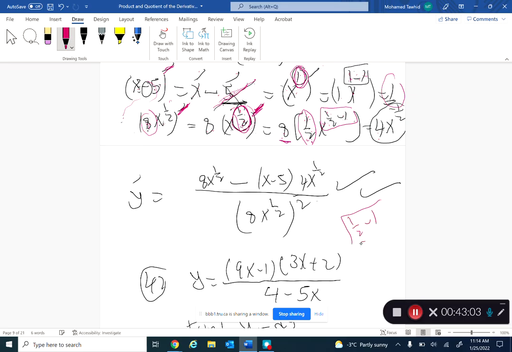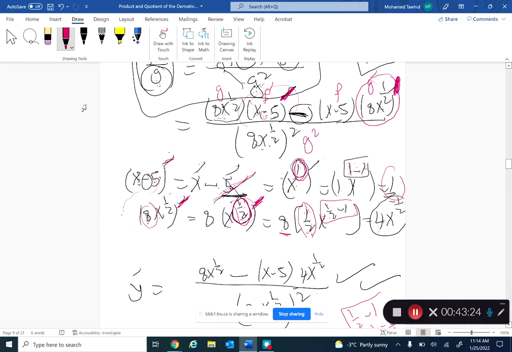You can write minus 1 as 2 over 2. Then if I combine those together, you have 1 minus 2, which is negative 1, divided by 2. Or if you like to use decimals, 1 over 2 minus 1, you get negative 0.5, which is okay. You write it as it is. So that is our derivative here.